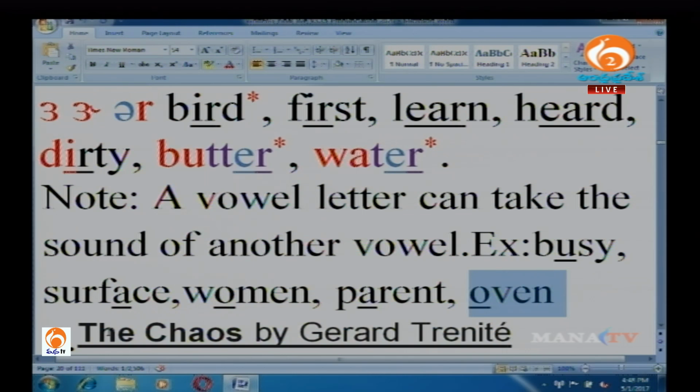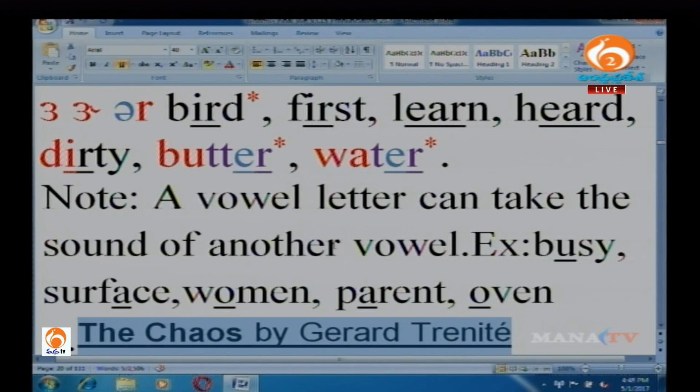You should find on YouTube something called The Chaos by Gerard Nolst Trenité. It's a very interesting poem that shows how many exceptions there are in the English language, how they have to use different sounds for the same letter. The same letter can take many sounds, and many sounds are represented by the same letter. Okay? English can be confusing, but stay with me. I'll make it very simple for you.